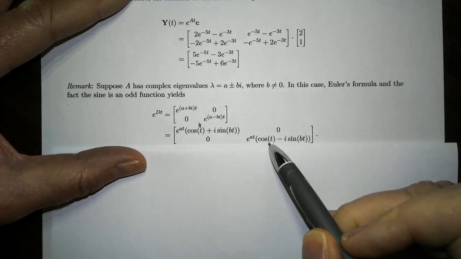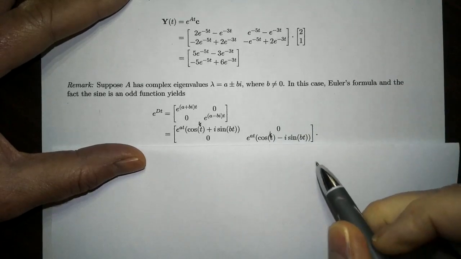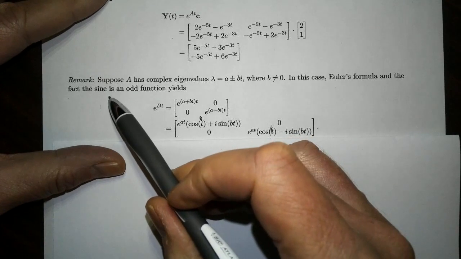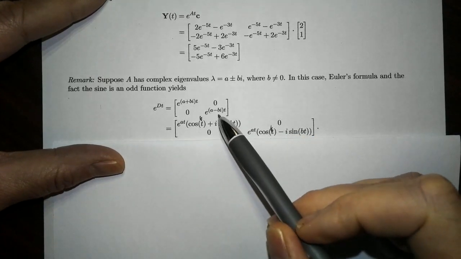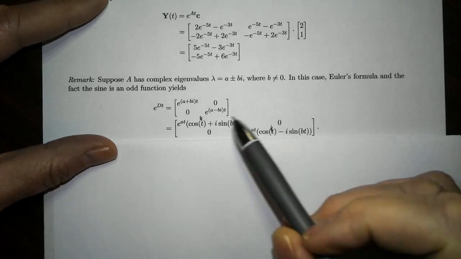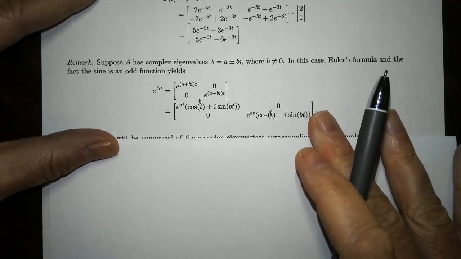This would be e to the at times cosine bt minus i sine of bt. I'm using the fact that sine is an odd function, so the sine of minus bt would be minus the sine of bt. So again, I'm using Euler's formula to rewrite this in terms of sines and cosines.